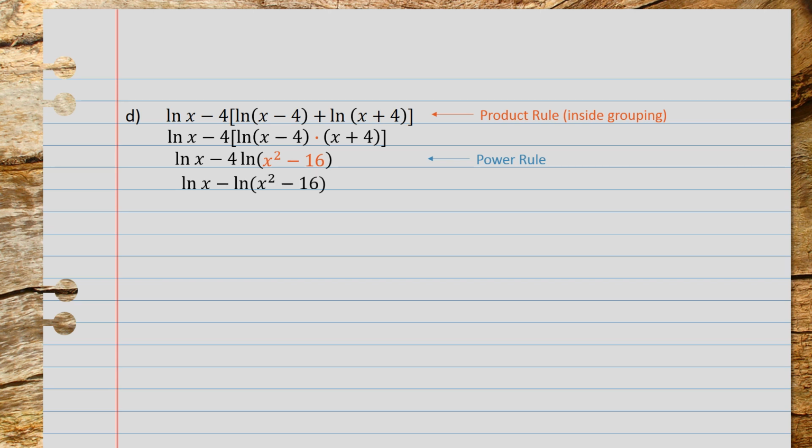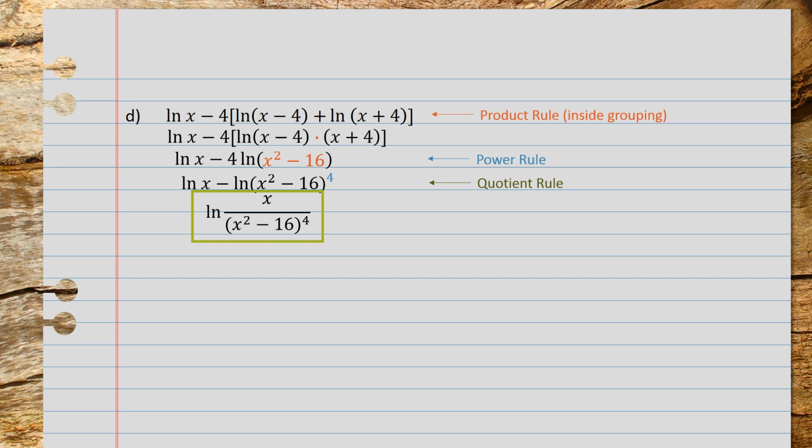It'll now be natural log of x minus natural log of x squared minus 16 raised to the power of 4. So now that we've taken care of the power rule, we now look between the logs. Since we have natural log of x minus the natural log of something, we will apply the quotient rule. Again, order is very important. So the result would be natural log of x all over the value x squared minus 16 raised to the 4th power.